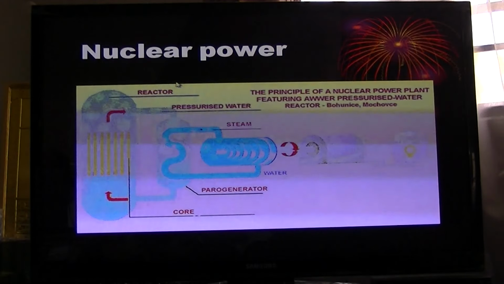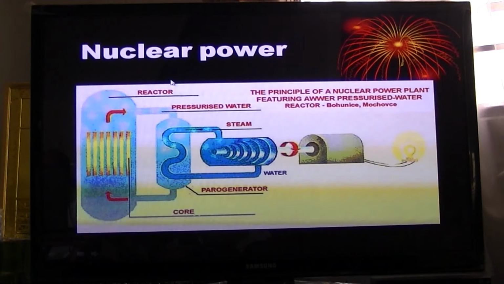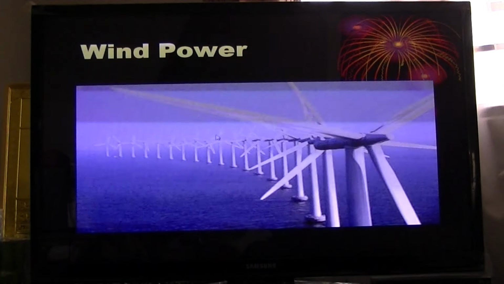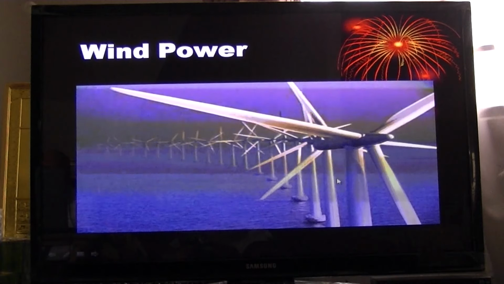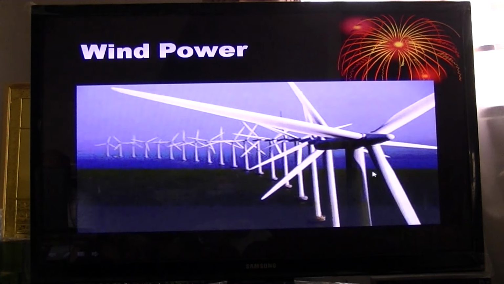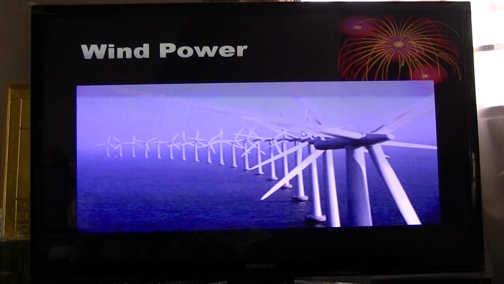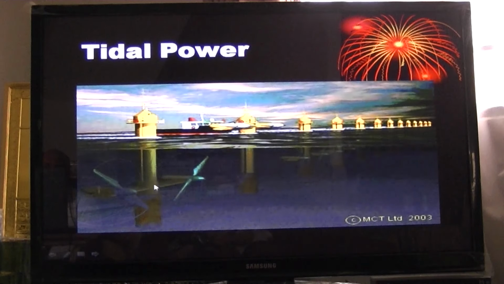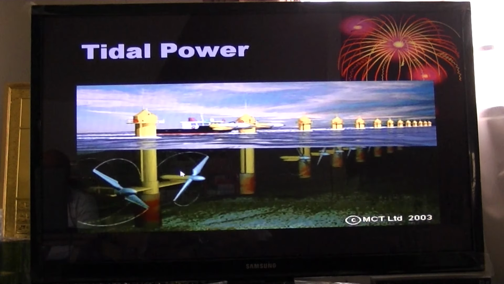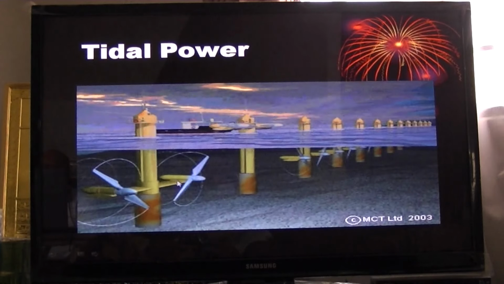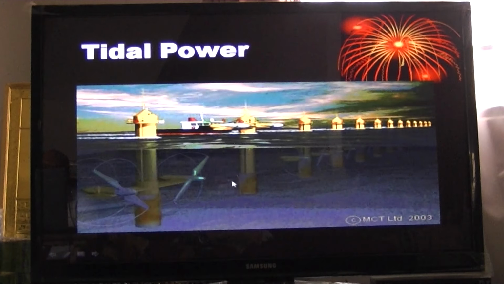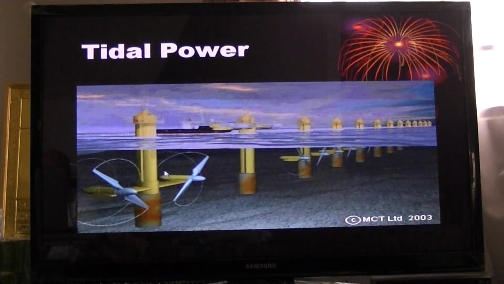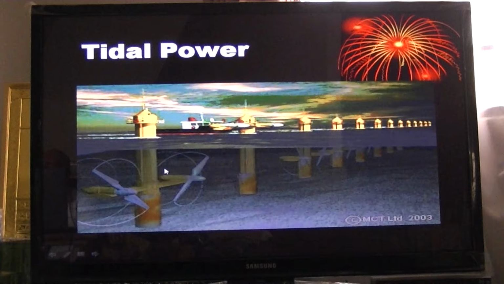Nuclear power is the splitting of atoms, fission and fusion, creating electricity. Wind power uses turbines. The wind turns these windmills and creates electricity. Tidal power is kind of interesting, the same concept as wind except no wind. You put the turbines deep underneath the ocean. The current is so strong that as it passes, it pushes these turbines and creates electricity. So this is another form of electricity from underneath the sea.